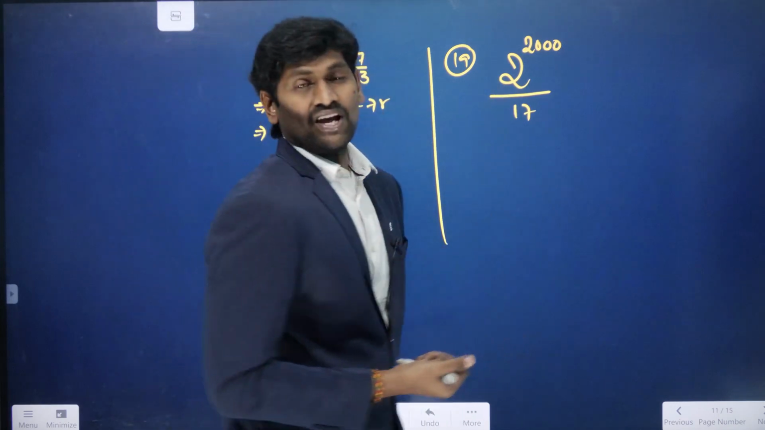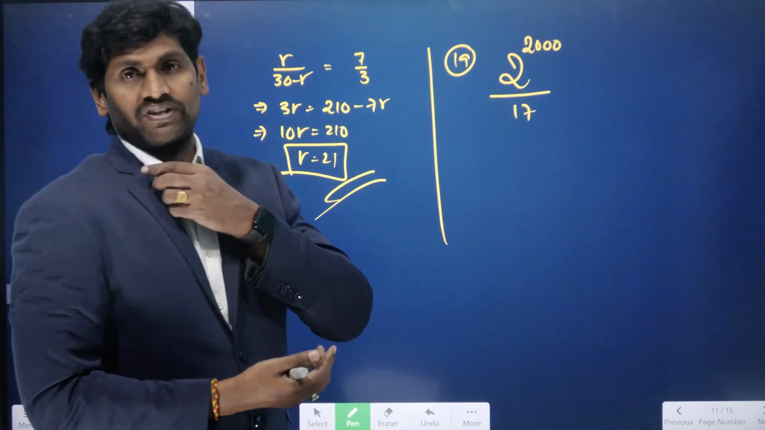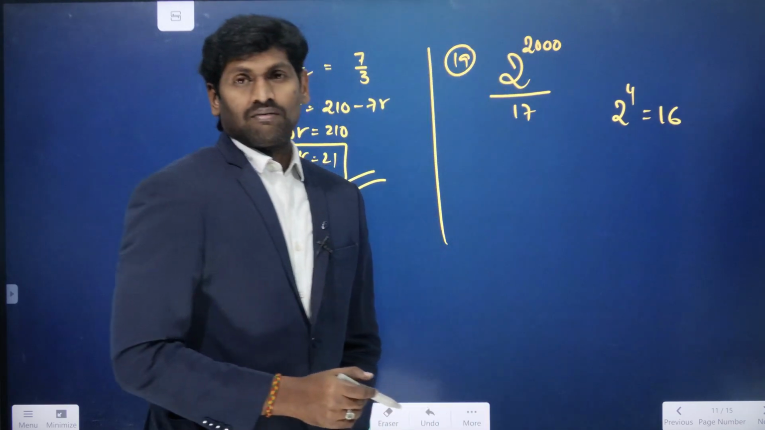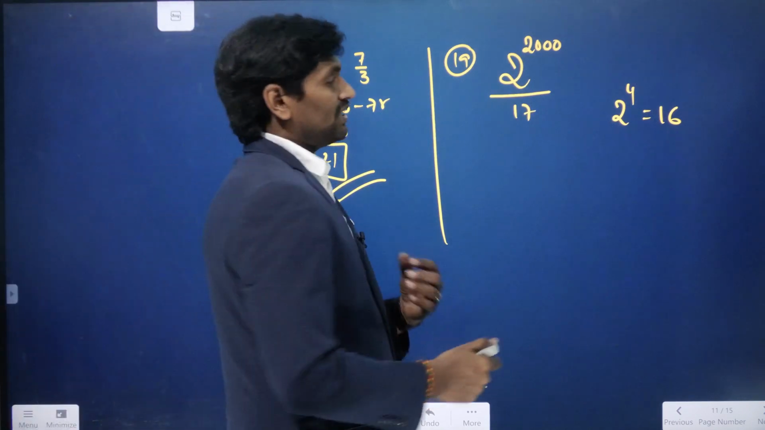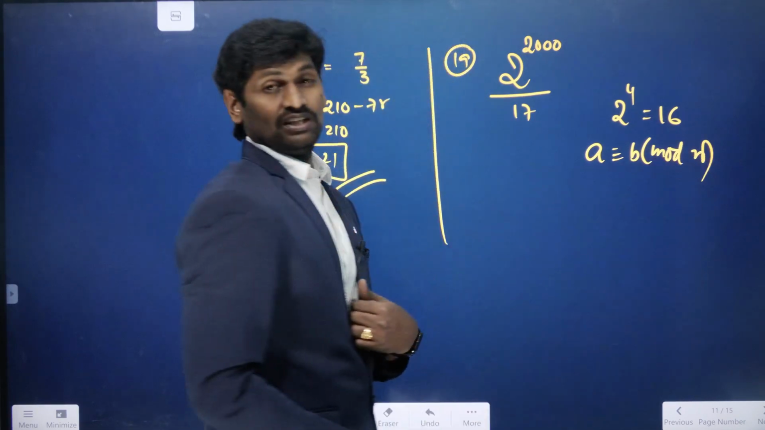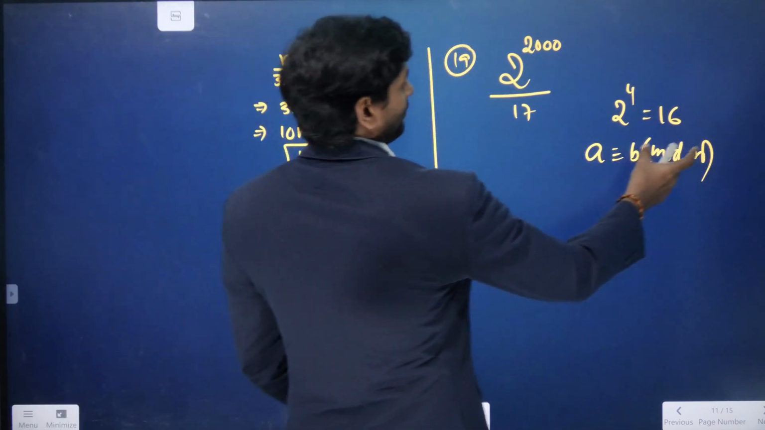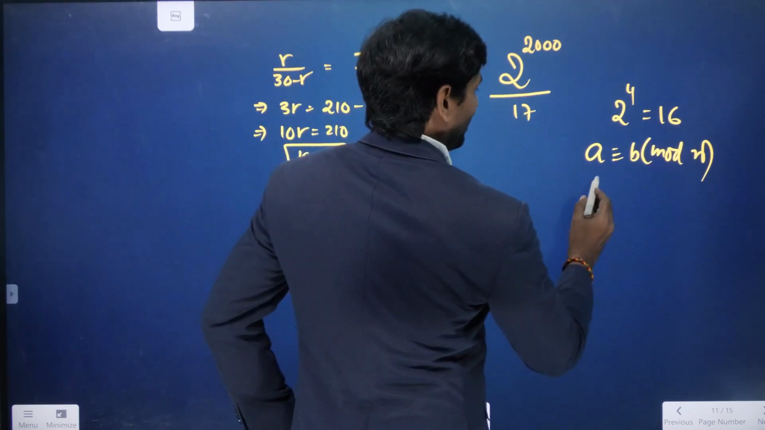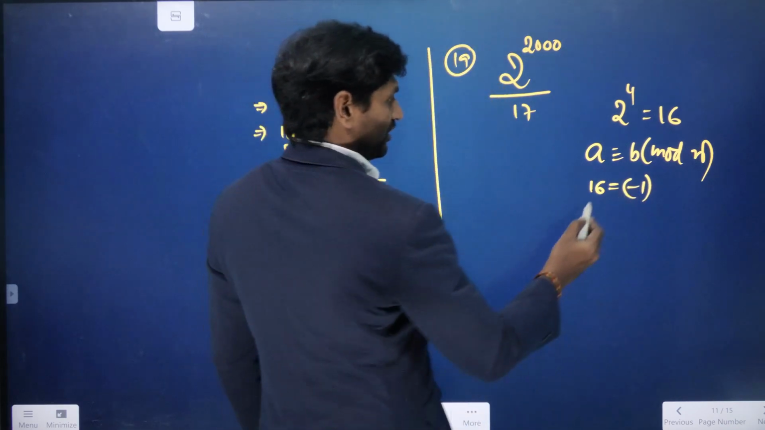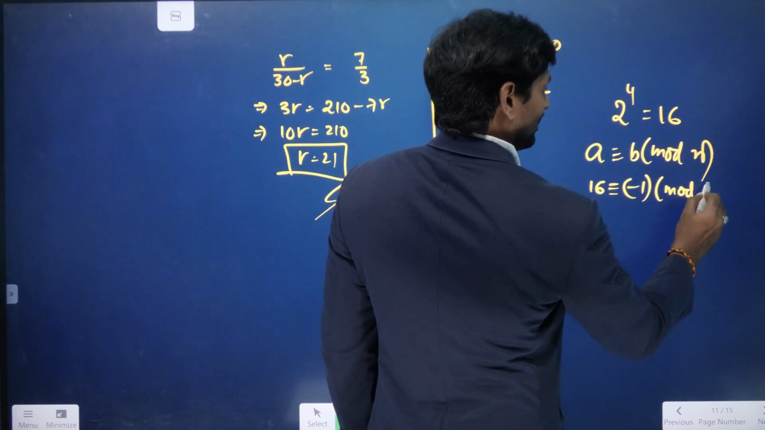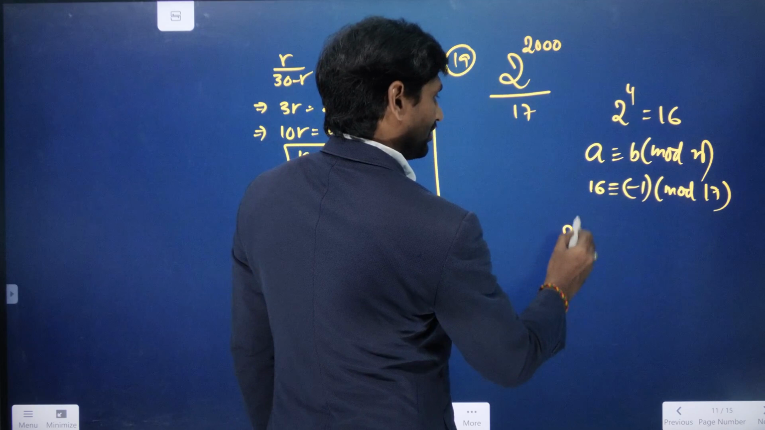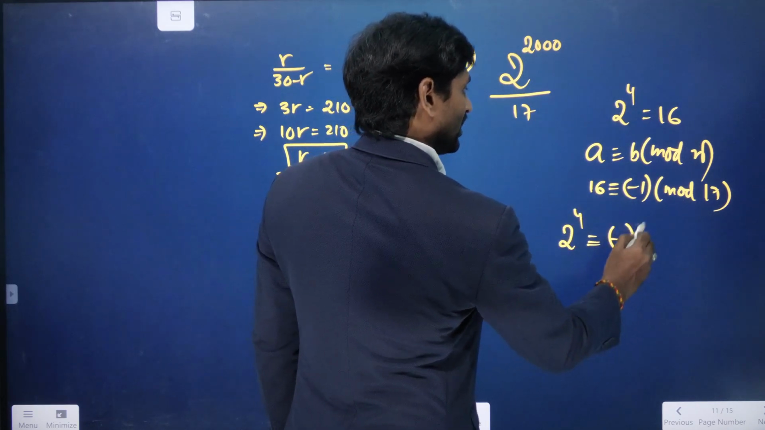Let us take the nearer value, which is closer to 17, for powers of 2. So we know that 2 power 4 is equal to 16. We know the congruence rule: a is congruent to b modulo n, that means a minus b is exactly divisible by n. I am applying this one, it will come easily. In the same way, 16 is congruent to minus 1 mod 17, that means 16 plus 1 is divisible by 17. So 16, which is 2 power 4, is congruent to minus 1 mod 17.